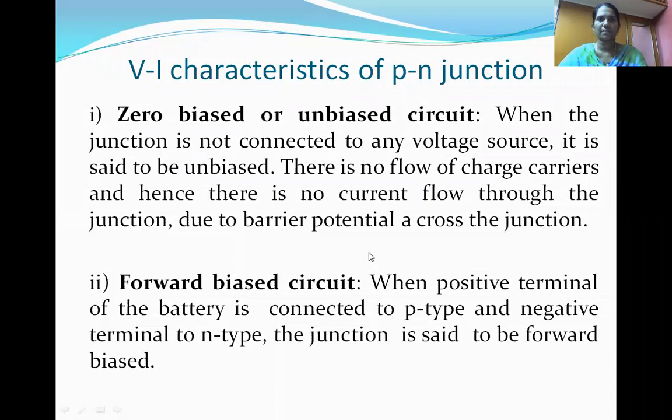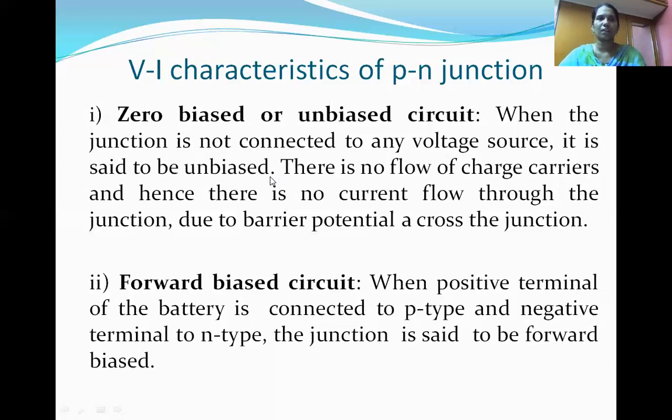Now I'm going to explain about VI characteristics of PN junction diode. We're going to discuss this in three different circuits, that is zero bias, forward bias and reverse bias. First we'll see about zero bias or unbiased circuit. When the junction is not connected to any voltage source, it is said to be unbiased.